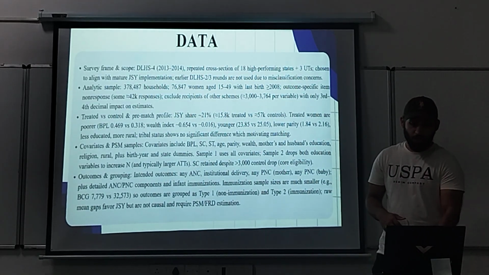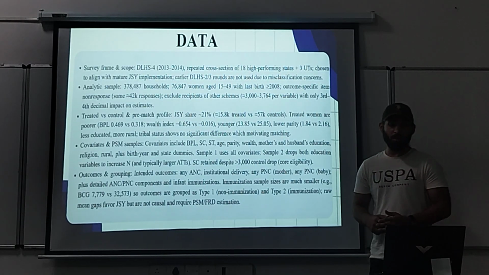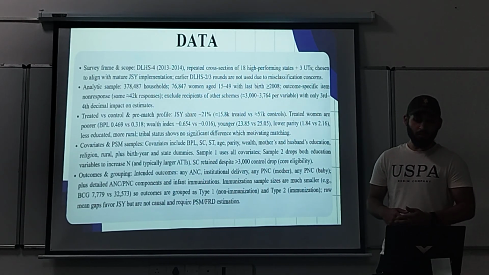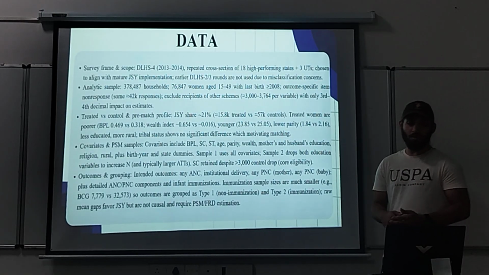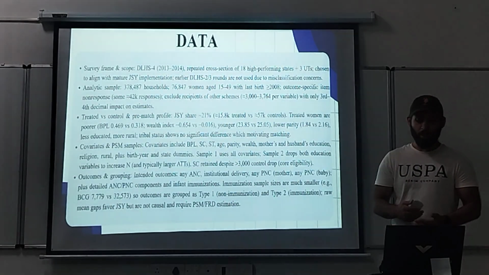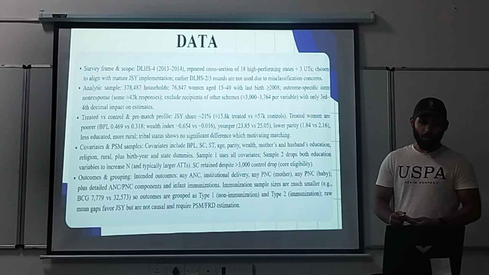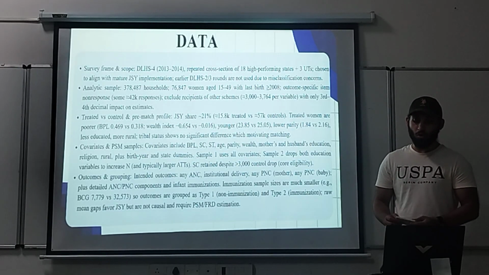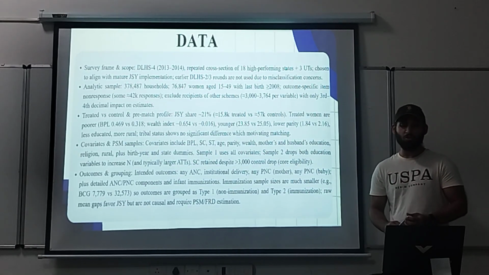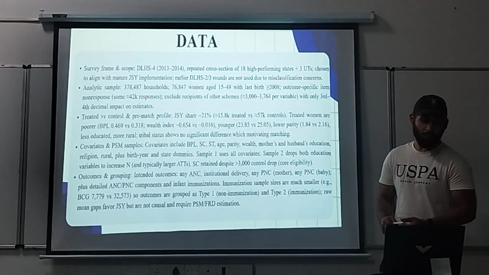For the covariates and propensity score matching samples, we consider factors such as below poverty line, scheduled castes, scheduled tribes, age, parity, wealth, education levels of both the mother and her husband, and state dummies. Sample 1 includes all covariates, while sample 2 drops the education variables to increase the sample size.